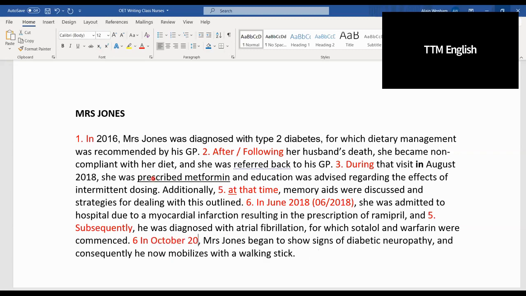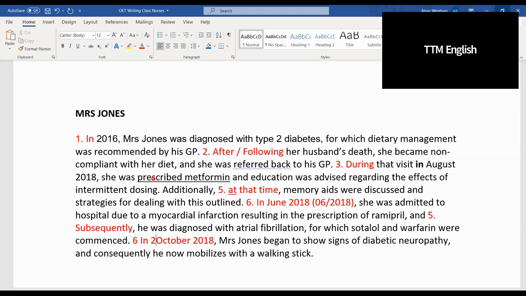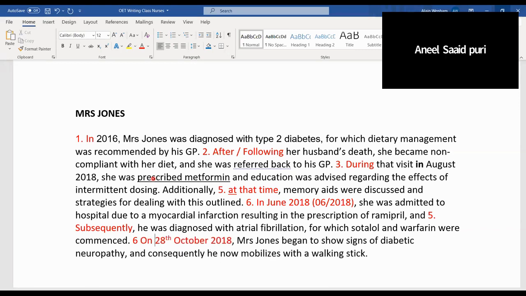2018. What if we said it was my birthday, which is 28? What would I say then? On 28 October. Okay. And let's just say that we know the exact time. At 9:30. Good. Okay. All right.